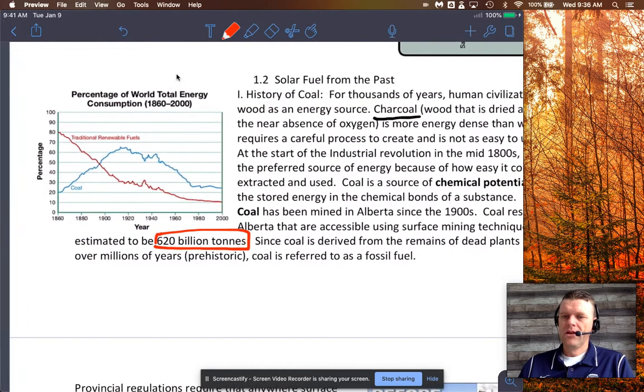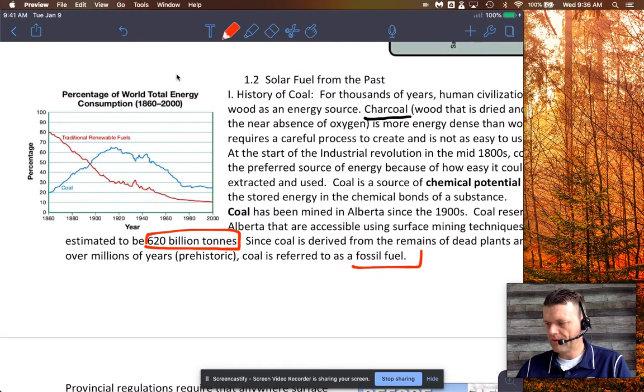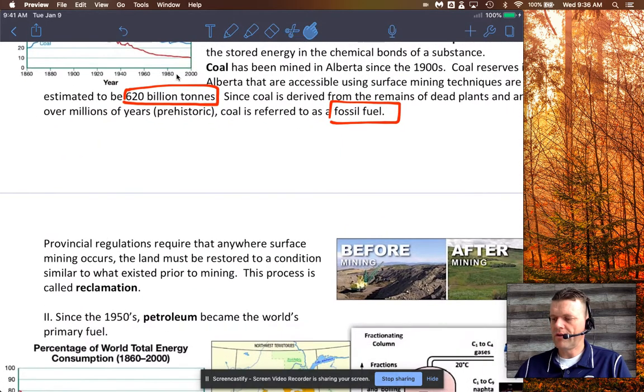So it takes millions and millions of years to make coal. If you're familiar with the process, it's dead plant and animal material that's been buried under sediment and under pressure for millions of years, and it becomes coal. So that's why we call it a fossil fuel. Okay, so not too surprising though. I'm sure you've heard of that.